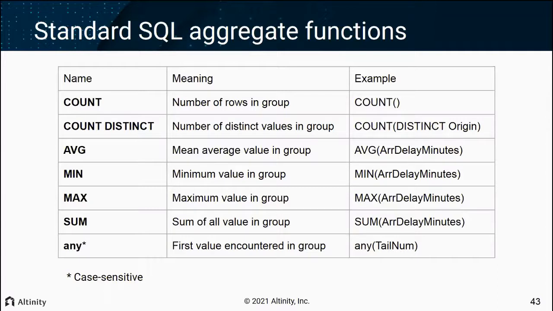So there are things like count all the way through sum. These are things that are in the SQL standard, and every single database supports them. There's also a really important aggregate called any, which is the first value encountered in a group. I think I have an example of that coming up. ClickHouse supports this, but unlike the other ones, it's case sensitive.